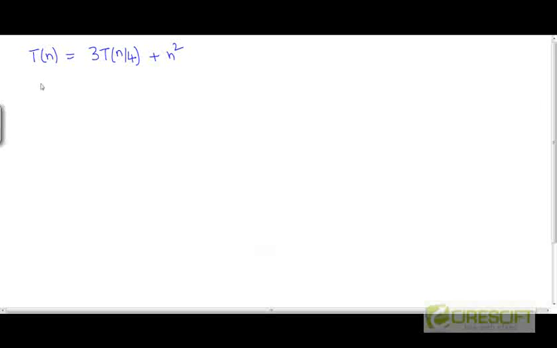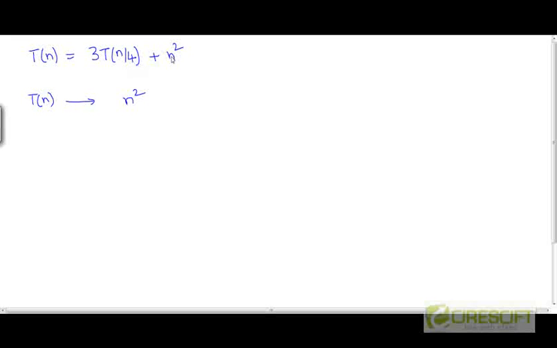Here's another recurrence. T of n is 3 times T of n by 4 plus n square. Let's use the recursion tree method again to solve this problem. We start with T of n, an isolated node, and expand it into the next level by replacing T of n by the right hand side.